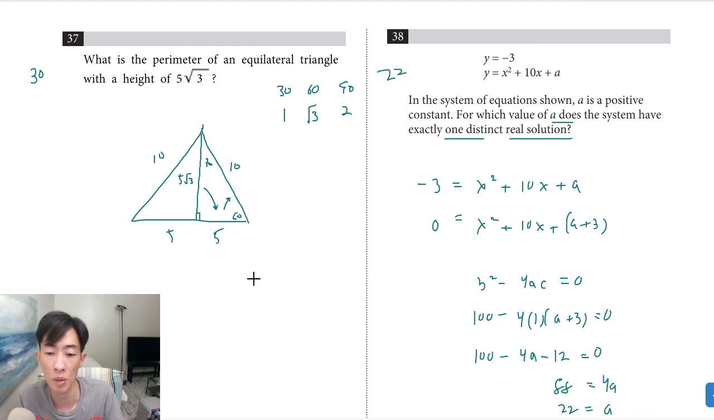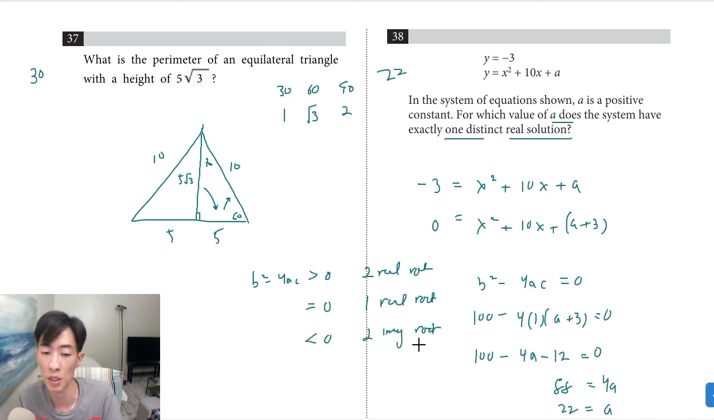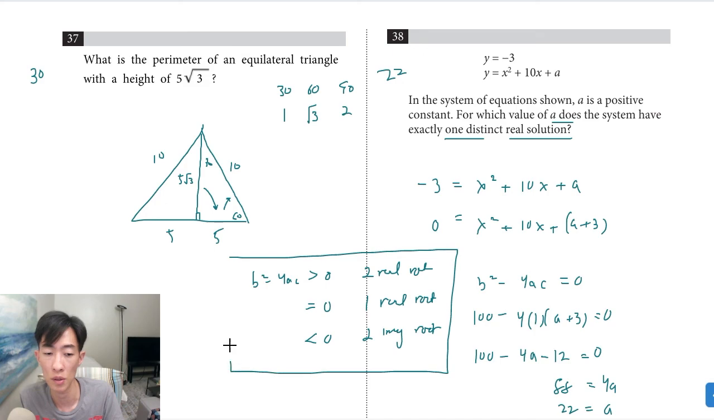And real quick, just remember, if the discriminant b squared minus 4ac is greater than 0, you've got two real roots. If it's equal to 0, you have one real root. And if it's less than 0, you've got two imaginary roots. And I explained that in one of my math lesson videos. But just real quick, this is what you should have memorized for this problem.